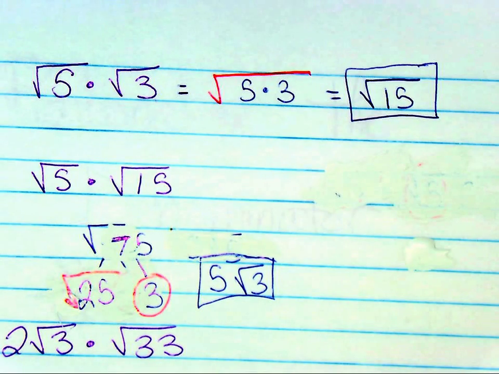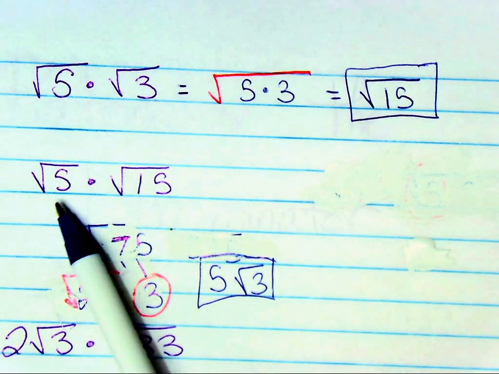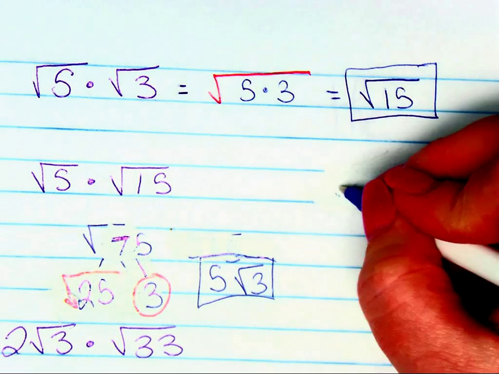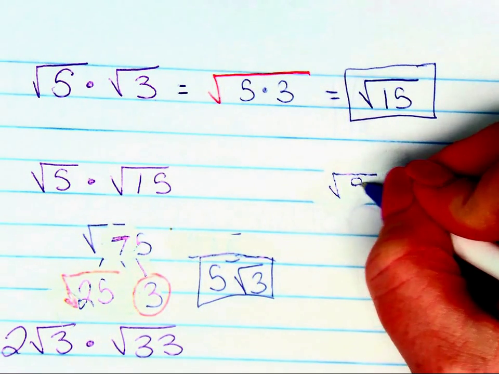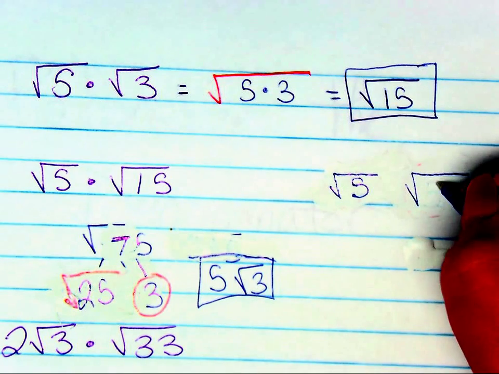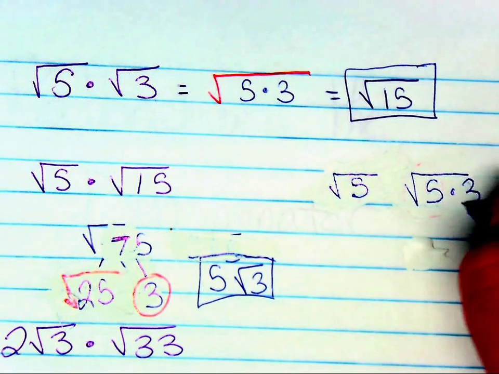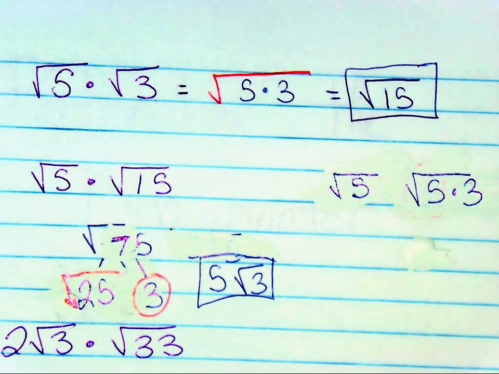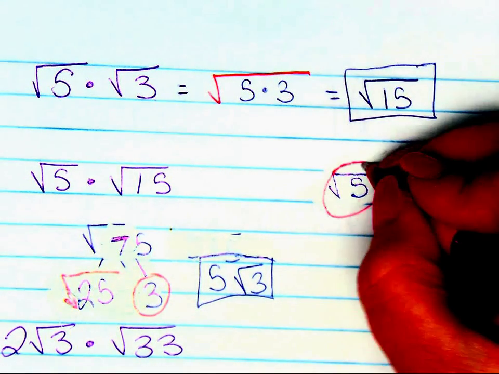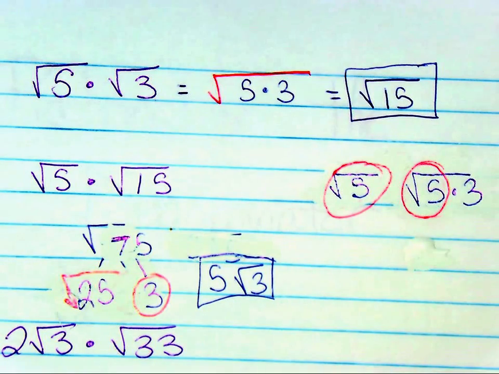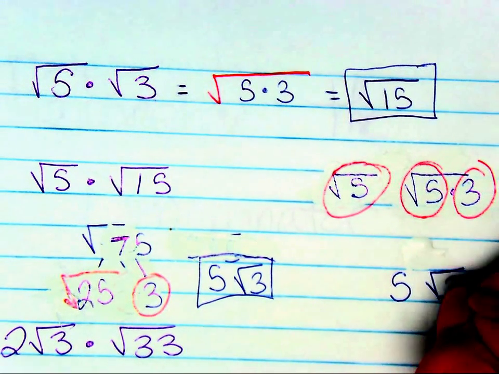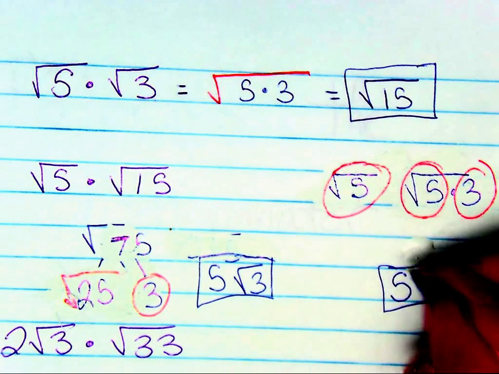However, if I have the square root of 5 times the square root of 15, I can have 5, and then I can break 15 up into 5 times 3. What this allows me to do is it allows me to see that there are 2 square roots of 5 that then get grouped together and brought out, and this 3 doesn't have a match, so 5 times the square root of 3 is also my answer.